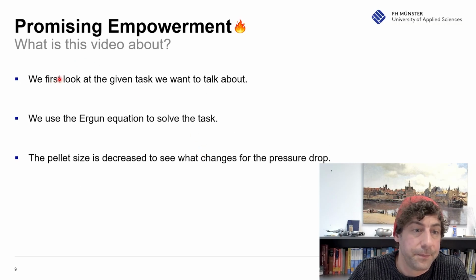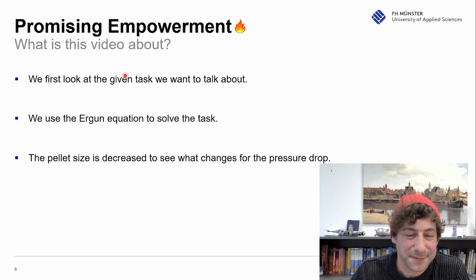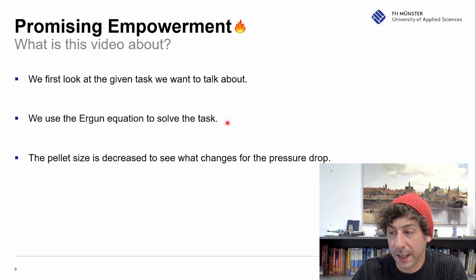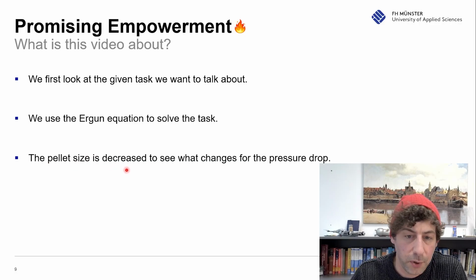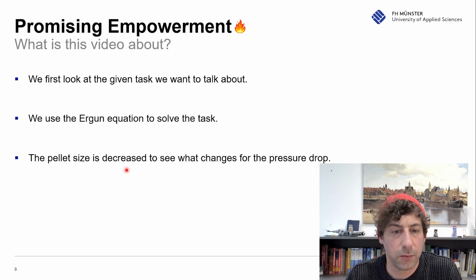So I hope the task was clear for you. And again, this was a task to train the Ergun equation, play around with the Ergun equation and get an understanding of how pellet size influences the pressure drop, and also we discussed shortly how the velocity would influence the pressure drop.